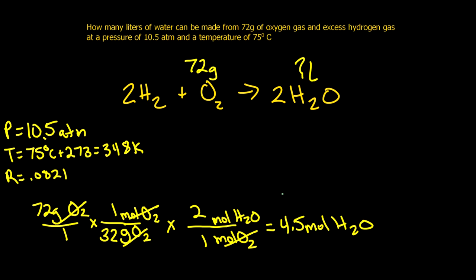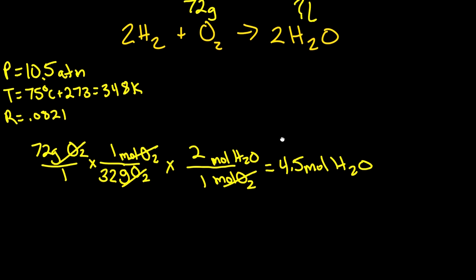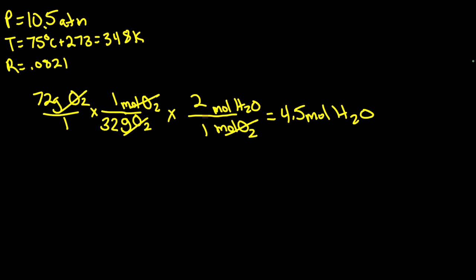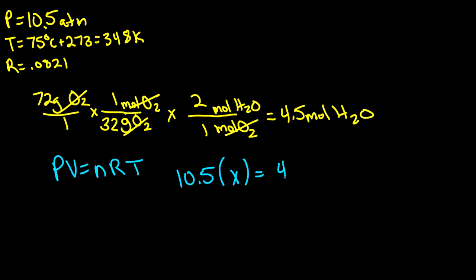We got to take moles of H2O and change it to liters of H2O. So let me slide down a little bit so I got room to work. So to change moles to volume at non-STP conditions, we use ideal gas law, we use PV equals nRT. So just plug in. Pressure is 10.5. Volume is what I'm looking for. Moles we found to be 4.5. Our constant is 0.0821. Temperature is 348.